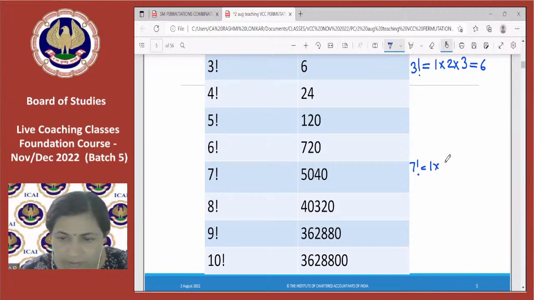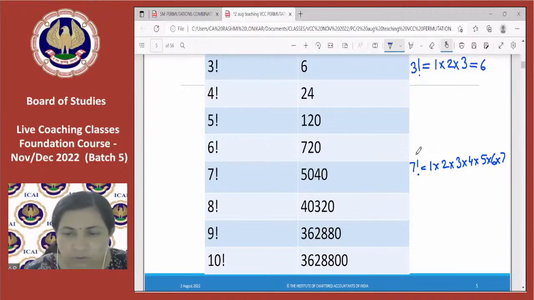1 into 2 into 3 into 4 into 5 into 6 into 7. Okay. So 2 into 3, I know is 6. 6 into 4, 24. 24 5s are 120. 120 into 6 is 720. 720 into 7 is 5040.